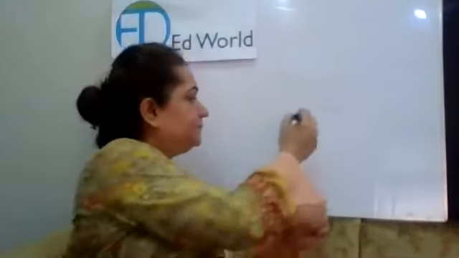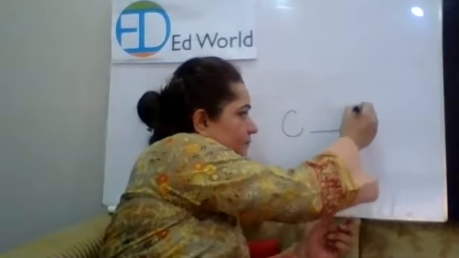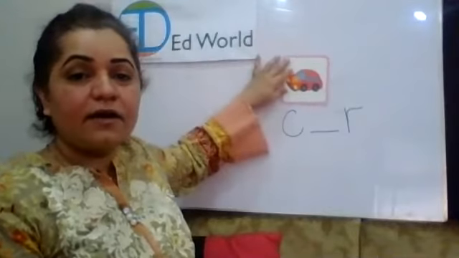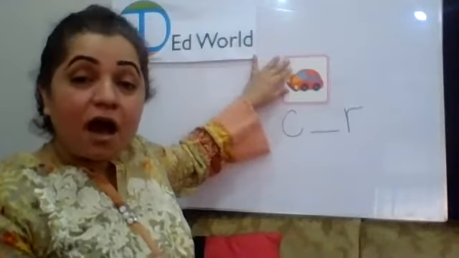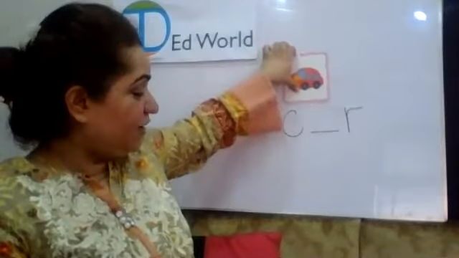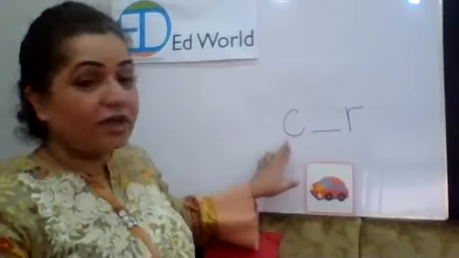Now my pen, my word marker. So we are going to write car, but I'm not going to write the whole word. You are going to make that up. Now look at this, car, car, car. Which sound, which alphabet is missing here? You are going to tell me which alphabet is missing over here.